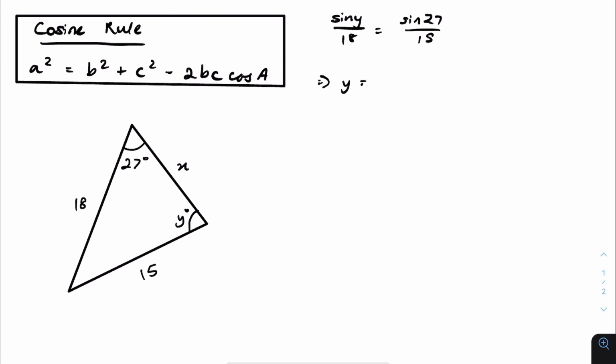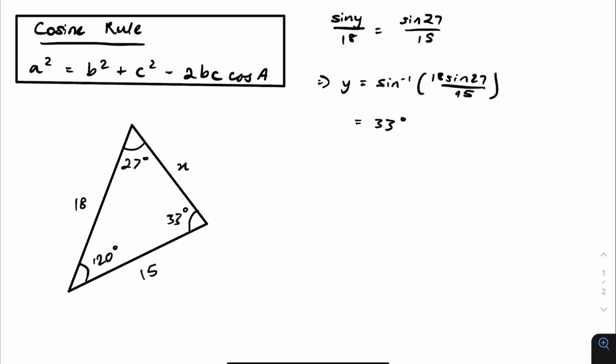So y would have to be the inverse of sine of 18 sine 27 over 15 for this reason. And based on this, let me just put that into the calculator. Inverse of sine of 18 sine 27 over 15 is equal to 33 degrees. So I'm just going to replace 33 over here. If this is 33, we can figure out this angle over here, because the interior angles of a triangle add up to 180. So 180 minus 27 minus 33 will give us the last angle, which is 120 degrees.